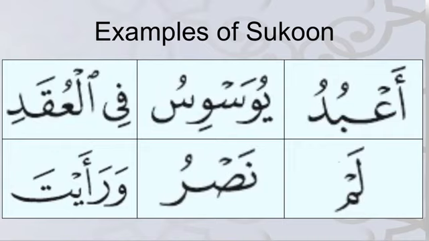Hamza, Fatha, Ain, Skoon, A. Ba, Dhamma, Bu. A'bu. Dal, Dhamma, Du. A'budu. Ya, Dhamma, Yu. Waw, Fatha, Sin, Skoon, Was. Yuwas. Waw, Kasra, Wi. Yuwaswi. Sin, Dhamma, Su. Yuwaswisu. Fa, Kasra, Lam, Skoon, Fil.